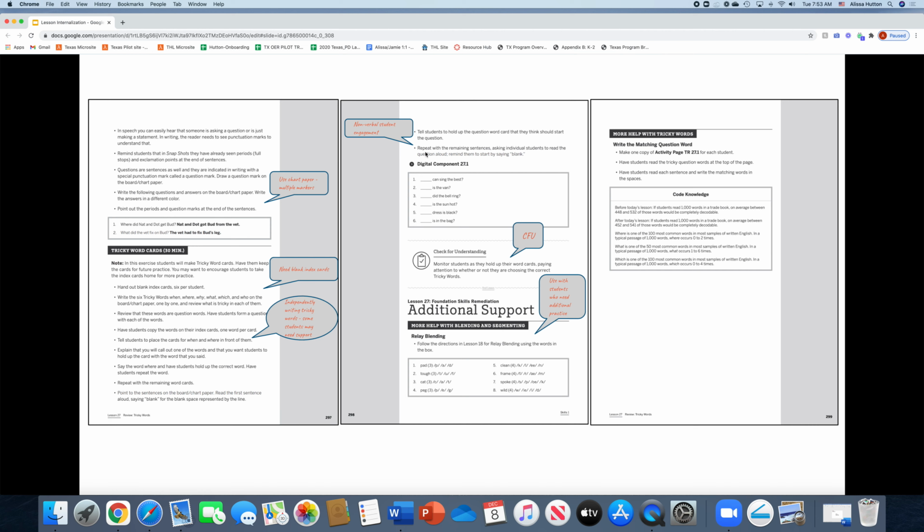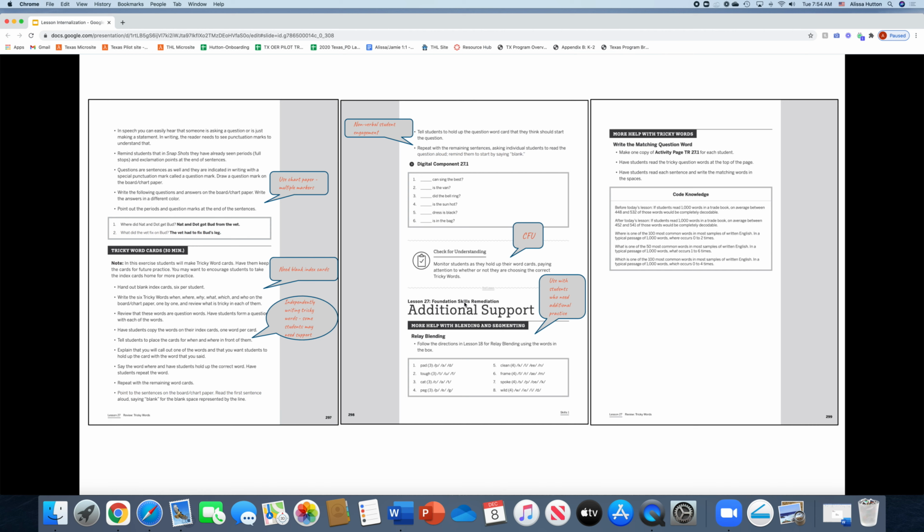In that portion of the lesson, students are holding up the question card that they've written, the question word that they've written on their index card. So this is a great nonverbal student engagement where I can get a visual of how my students are working towards mastering this component. And then here is that check for understanding. So I just made note of it. This is, again, how I'm going to make sure that students are understanding this portion.